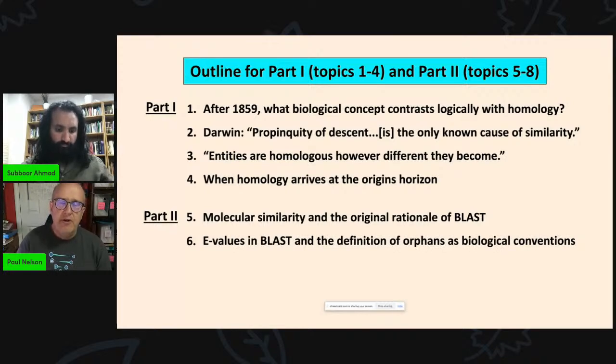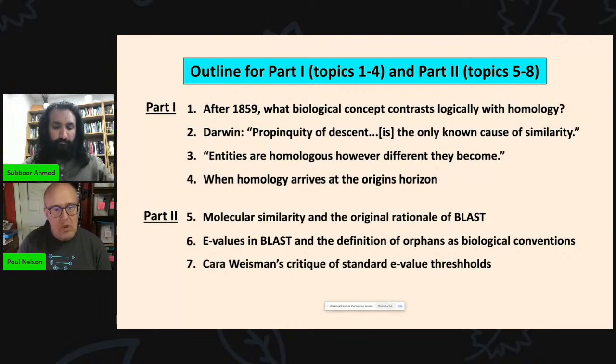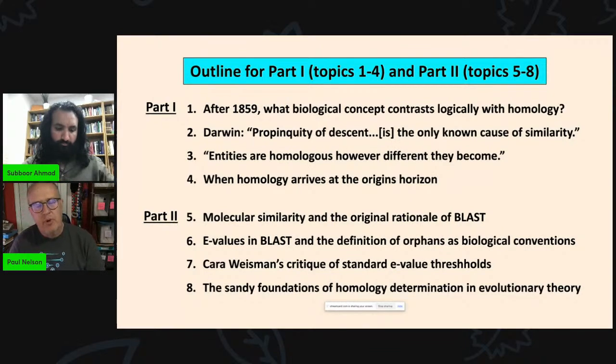We will examine in particular a parameter in BLAST called the E value, the expect value, and how that relates to the definition of orphan genes as a biological convention. Then we'll look at Kara's critique of standard E value thresholds. I won't spend any time on this today, but basically, an E value cutoff is the line drawn to separate a gene or protein that exhibits homology with another sequence versus something that is an orphan or apparently unique in sequence space. And then we'll conclude part two with what I'm calling the sandy foundations of homology determination in evolutionary theory.